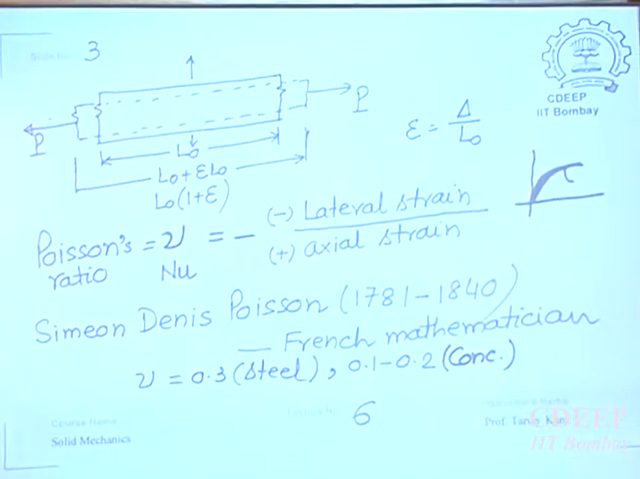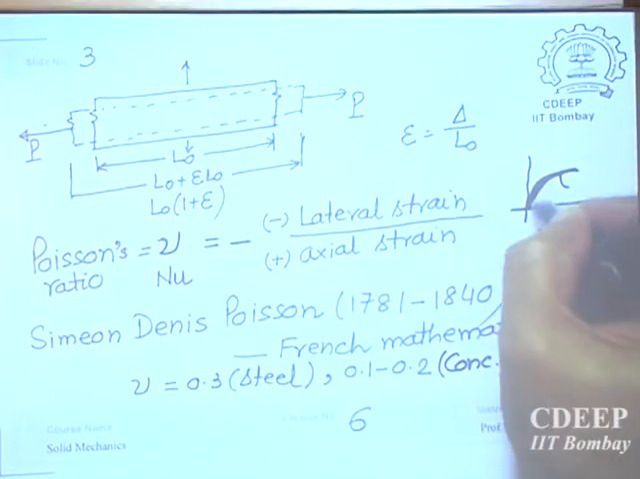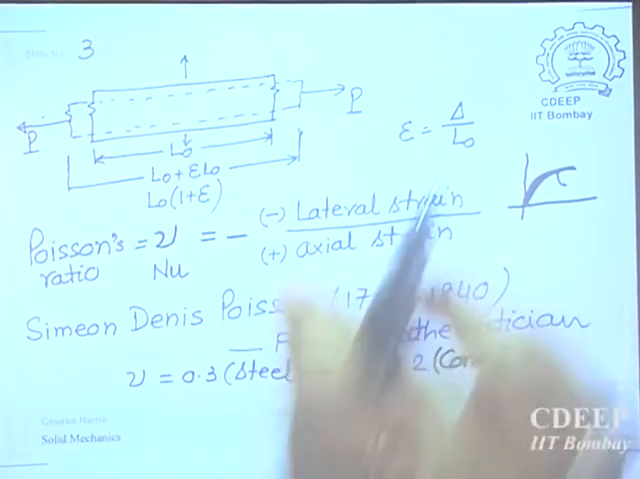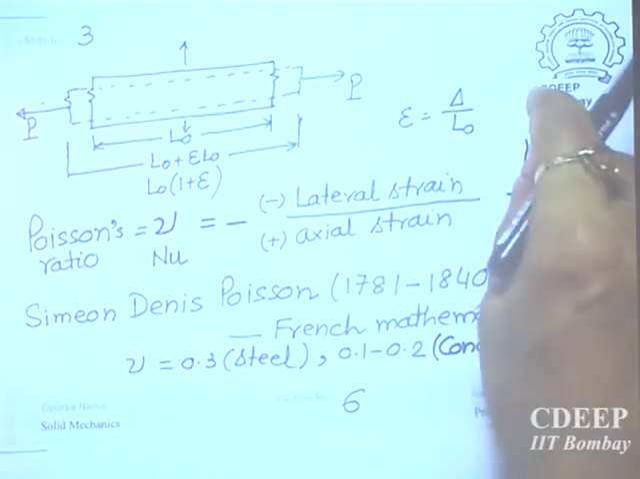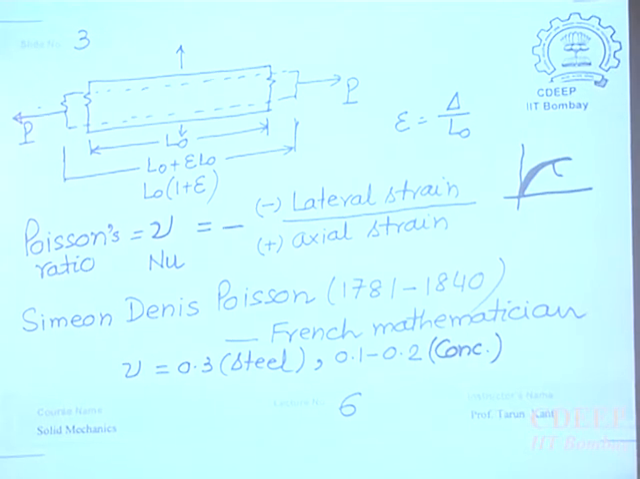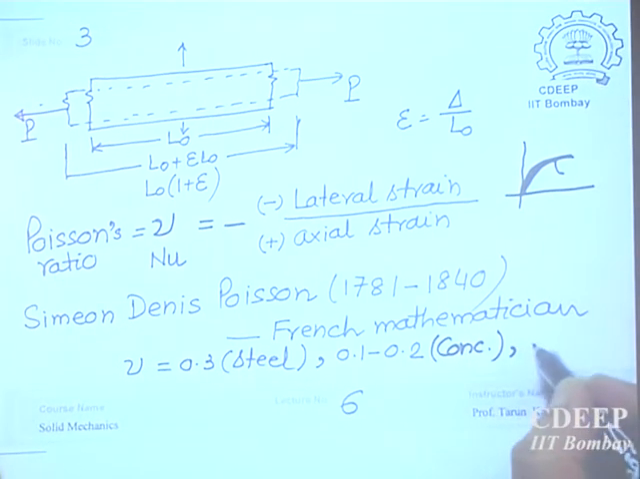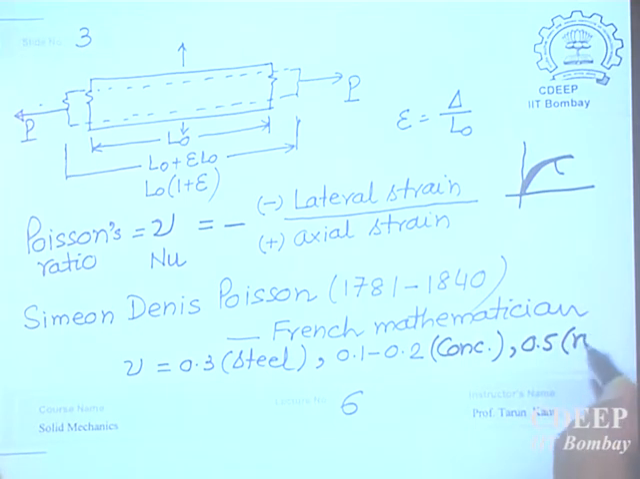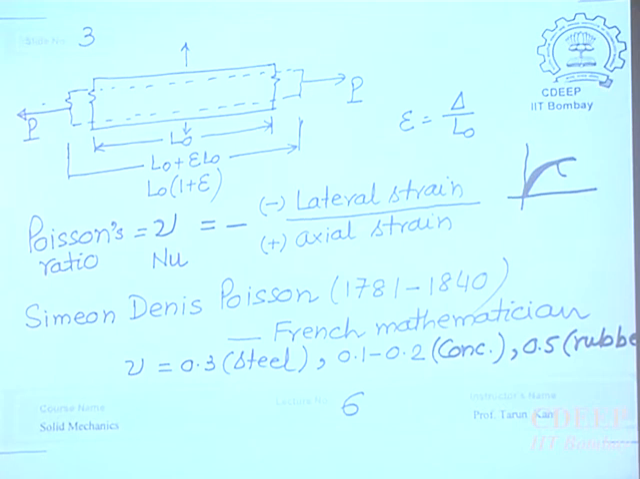But then we can always take a small region and say, okay, let me approximate this portion as linear in the beginning. So we find for rubber, it is like this. Very high Poisson's ratio, 0.5. So this is the history of the diagram.